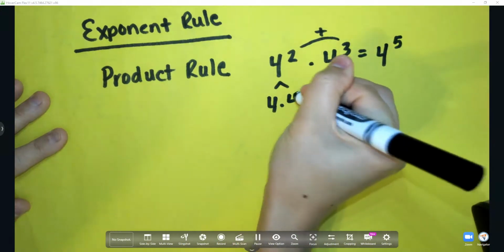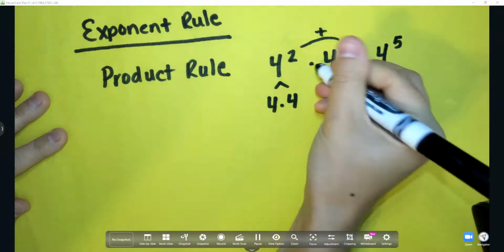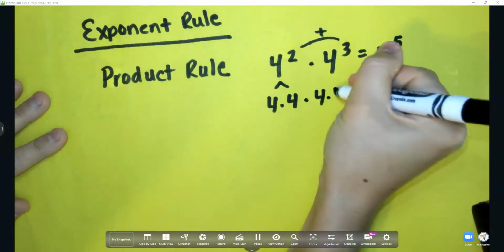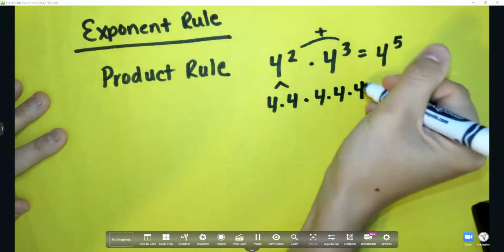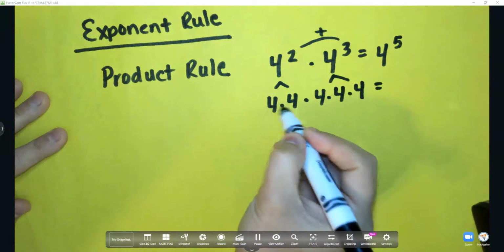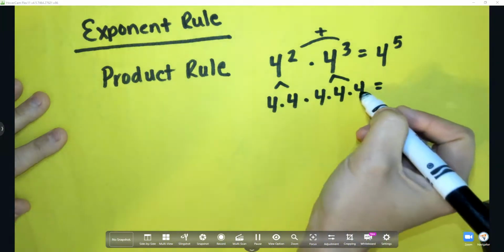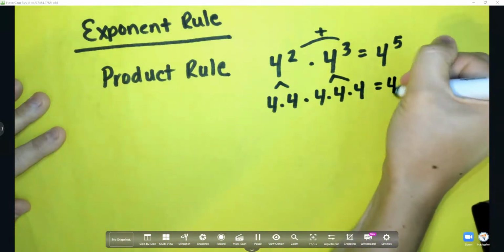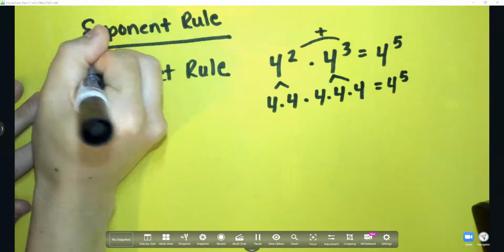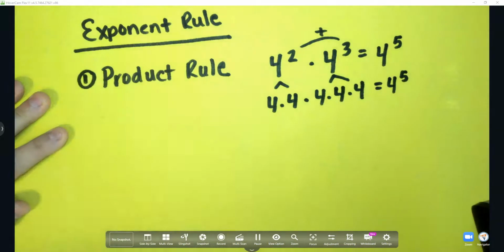4 squared is 4 times 4, times 4 to the third is 4 times 4 times 4. So all I did was expand each of those out, and I get 1, 2, 3, 4, 5 fours, which is 4 to the fifth. So product rule, that's the first exponent rule that we covered last week.